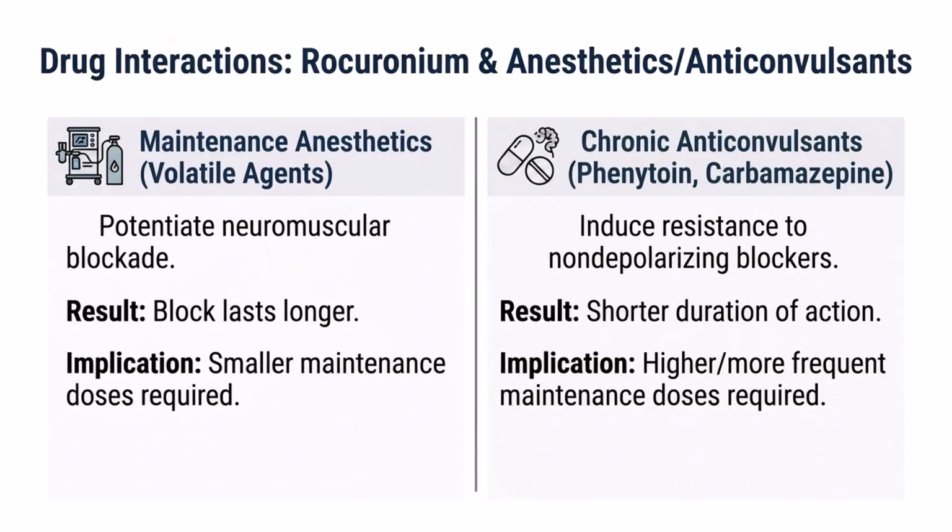The behavior of rocuronium in the operating room is heavily influenced by your choice of maintenance anesthetic. Volatile anesthetics potentiate the neuromuscular blockade, meaning the block will last longer and require smaller maintenance doses. Conversely, chronic administration of anticonvulsants, such as phenytoin or carbamazepine, can induce resistance to non-depolarizing blockers. Patients on these medications may exhibit a shorter duration of action and require higher or more frequent maintenance doses of rocuronium to maintain adequate surgical relaxation.